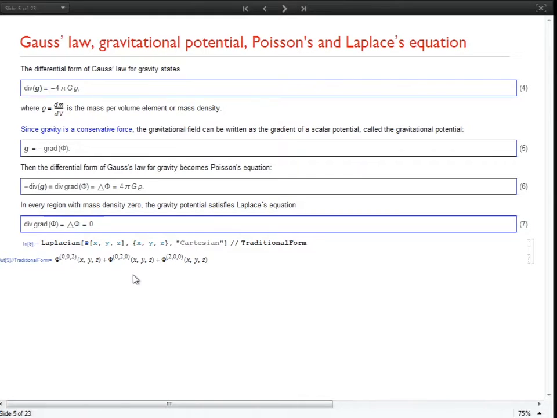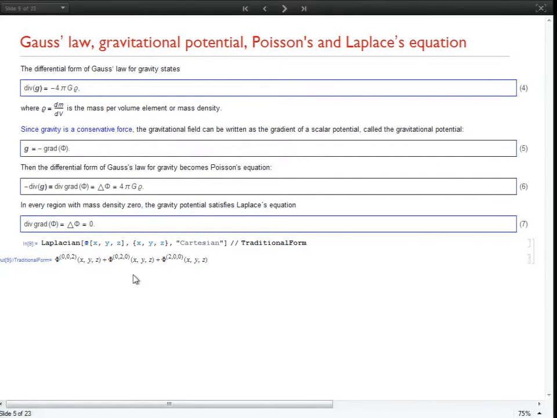Gauss's law for gravity just reads: the divergence of the gravity field is minus 4 pi times the gravitational constant times the mass density. Then, since gravity is a conservative force, you can write it as the gradient of a scalar potential, which is usually called phi. So you can write g as minus the gradient of phi. The minus sign is the convention from physics.